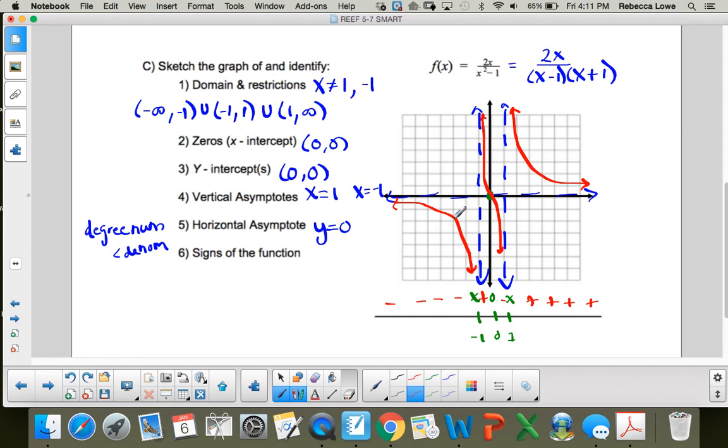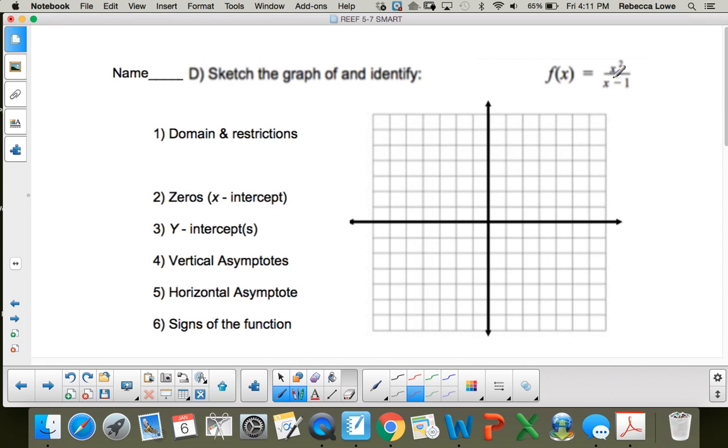You should try example D. At least try to do the domain, the range, the zeros, the vertical asymptotes. This is going to have a slant asymptote, the next one. And we'll talk about that, the slant asymptote, coming up.